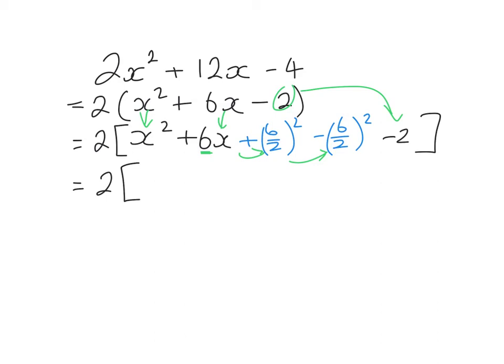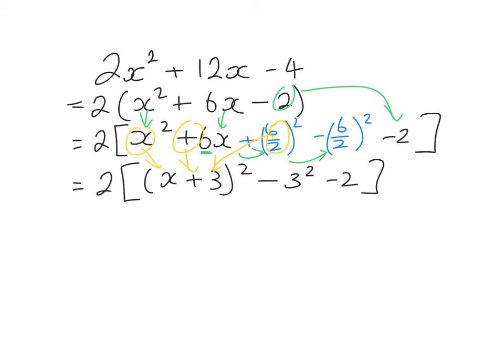Now I'm just going to do a round bracket here. x plus 6 divided by 2 is 3 squared, minus 6 divided by 2 is 3, so we'll call that 3 squared, take away 2. And again remembering that 6 divided by 2 goes to there, that plus sign goes to there, this x goes to there, this bit here becomes that bit there.